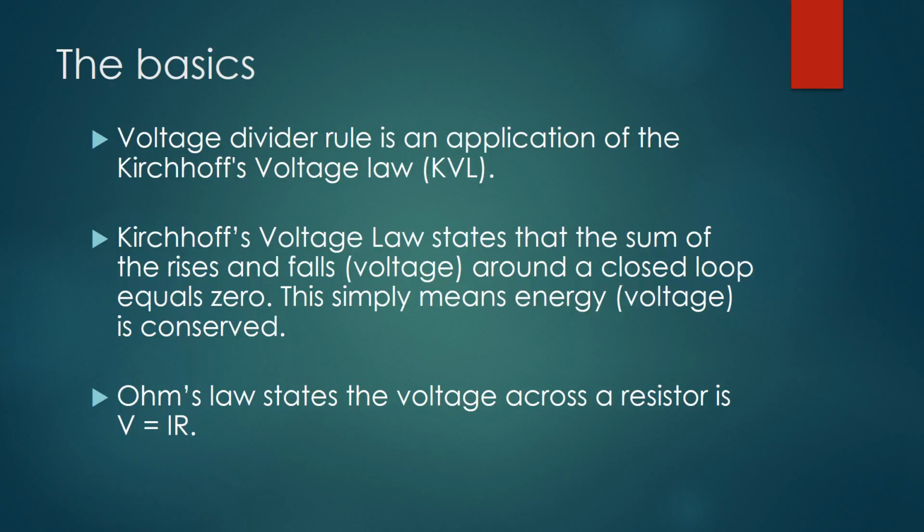So Kirchhoff's voltage law states that the sum of the rise and falls, as in voltage, around a closed loop must equal 0. So there's no exceptions to this. If it doesn't equal 0, then you've made some error in the calculations, or there's just something wrong with the way your circuit's set up. Energy and voltage, same thing, they must always be conserved.